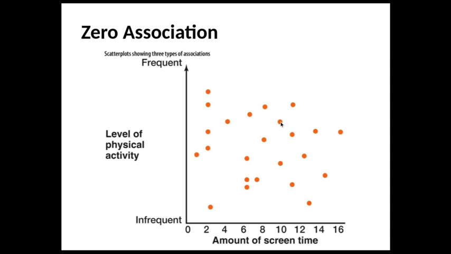Here in the middle, we see somebody with 10 hours of screen time and about a moderate amount of physical activity. So here, if you don't have a line of best fit that goes upward sloping or downward sloping, what you may find is that your line of best fit is just a straight, flat, horizontal line. And what that shows is that there is no association between this.